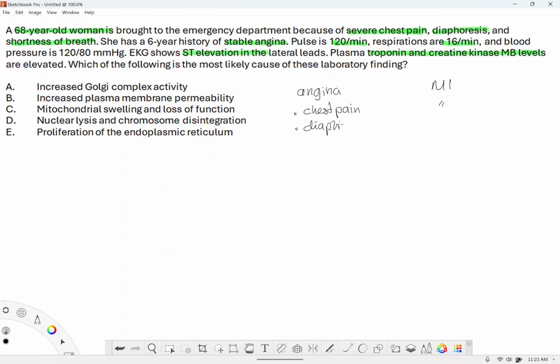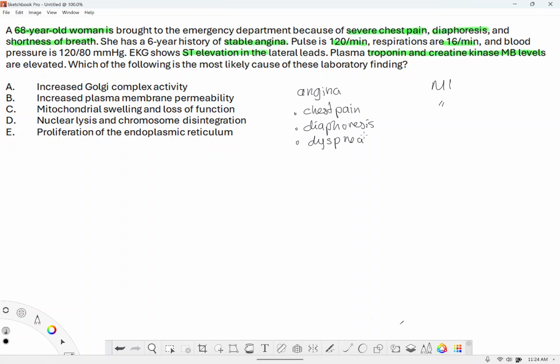Because angina is just on a spectrum. Angina comes first and then MI. Any angina can lead to MI. It simply depends on how long is the ischemia, right? And there's shortness of breath, or I would say dyspnea, right? So these are typical signs of angina or heart attack regardless.